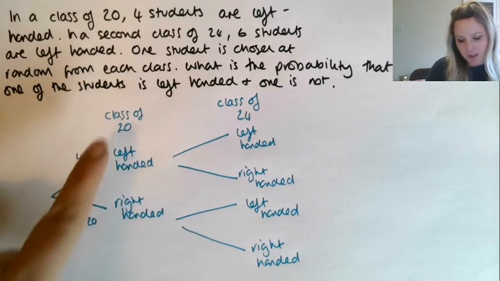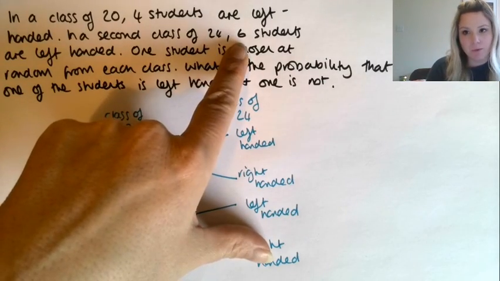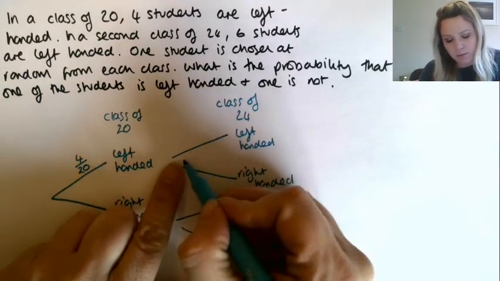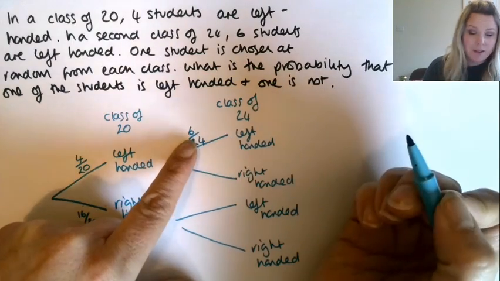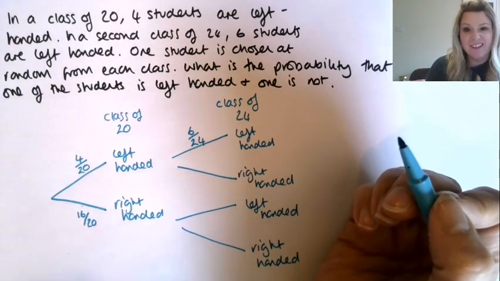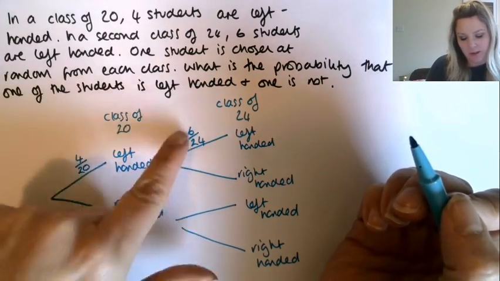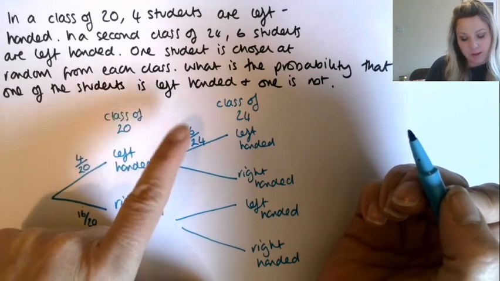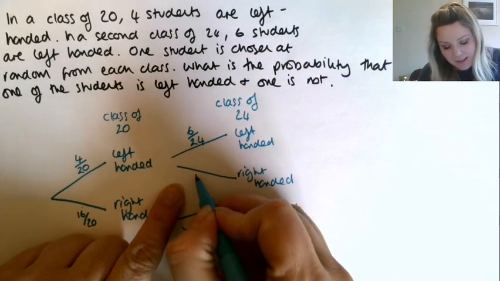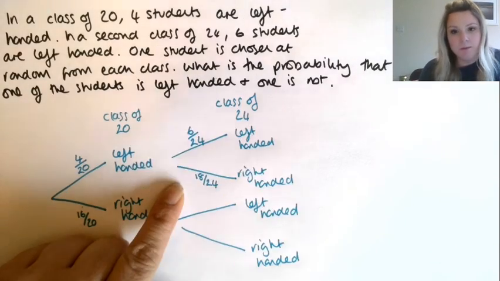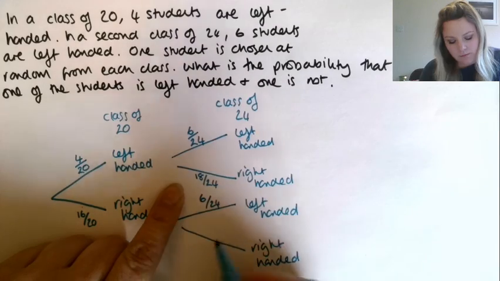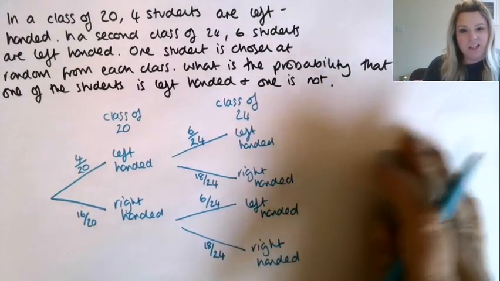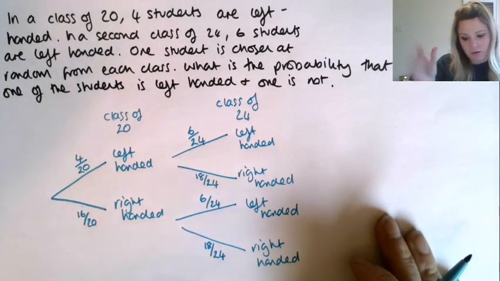So for the class of 24, we were told that 6 of them were left-handed. So that means the probability of picking a left-handed person is going to be 6 out of 24. And this can be cancelled as well. I'll just do my cancelling at the end or within my working out. Okay, so if 6 out of 24 are left-handed, then that means 18 out of 24 must be right-handed. Okay, so same again on this one. Okay, so I'm going to do my working out over here. You can continue to work on down, whatever suits.